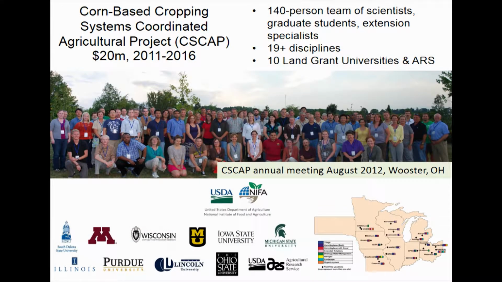Then the Corn-Based Cropping Systems Coordinated Agricultural Project. It was $20 million over 6 years. It involved a 140-person team of scientists, graduate students, and extension specialists, about 20 disciplines represented in that group. It was quite complex, 10 land-grant universities plus ARS. It was an amazing project to be part of, to learn how to bring all those disciplines together, focused on several really important sub-problems involved with climate change and corn-based cropping systems, funded by USDA and NIFA.